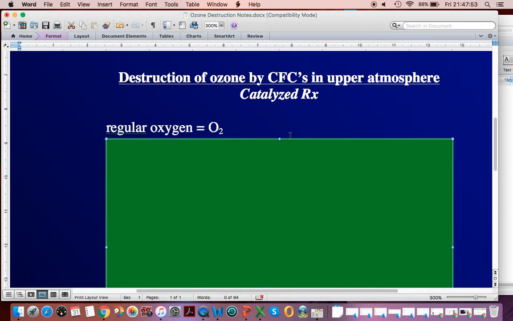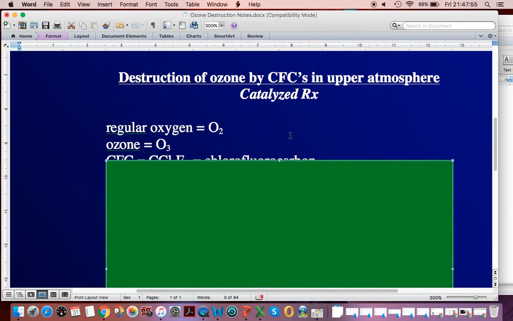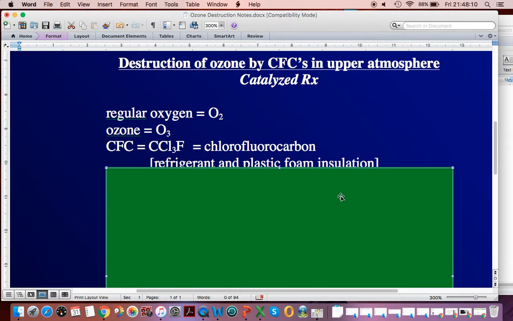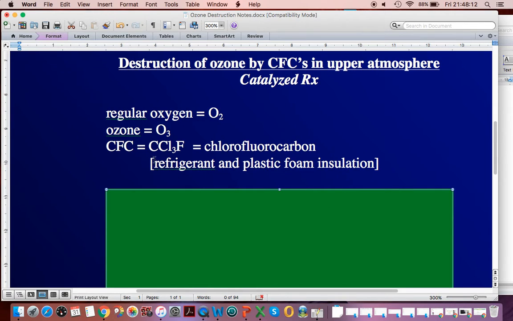We have regular oxygen, O2, and we have ozone, that's O3. So they have very different chemical properties. You're used to diatomic, ozone is triatomic. Now we've said CFC, and that stands for chlorofluorocarbon. And so you see carbon, 3 chlorines and fluorine. Remember, carbon wants 4 bonds around it.